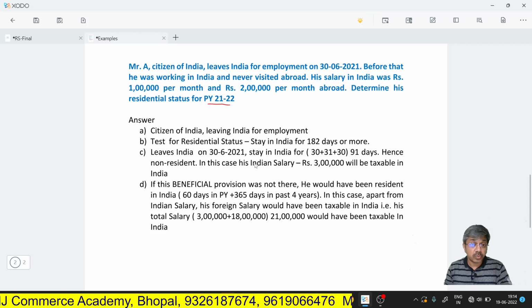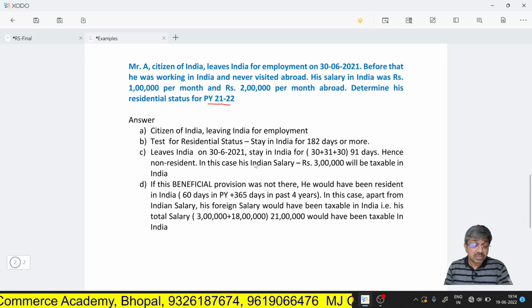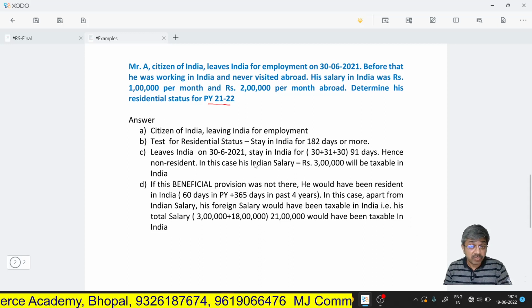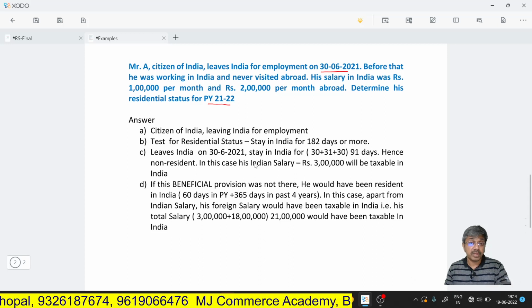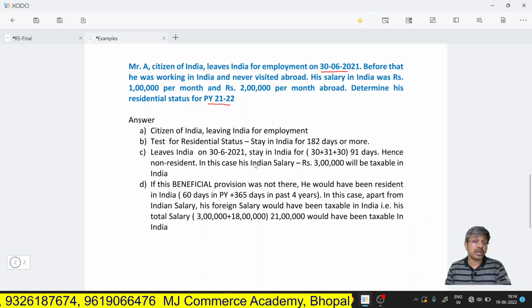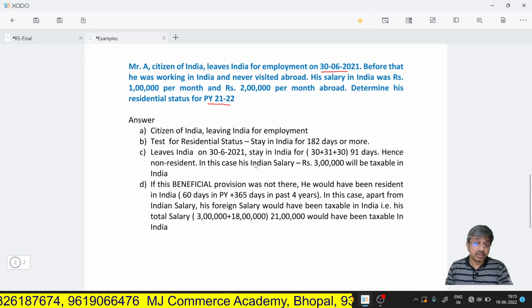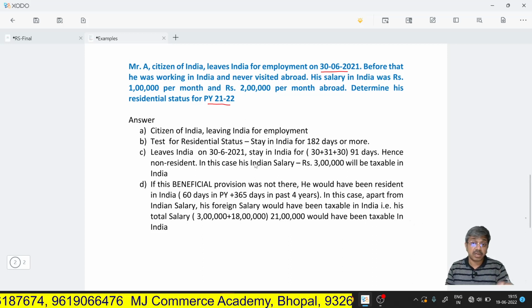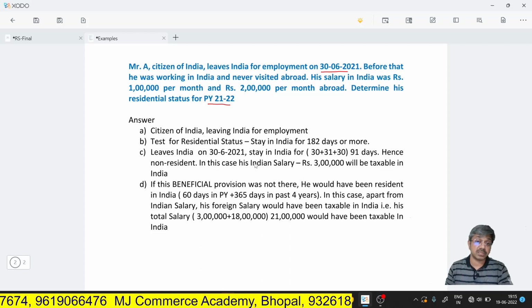In 21/22, Mr. A, being a citizen of India, is leaving India for employment on 30th June. Now we need to determine the residential status. What is our block? He's a citizen of India and falls in the category of leaving India for employment. In this case, the only condition for residential status is 182 days or more. The 60 days criteria is strictly not applicable in this case.